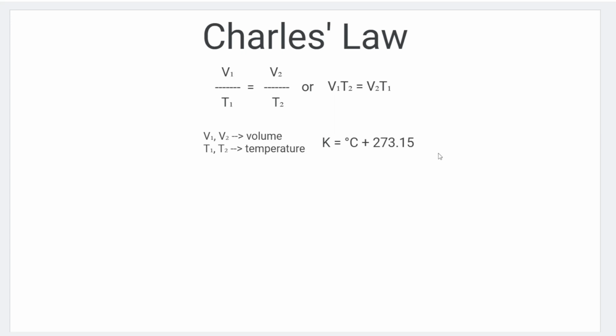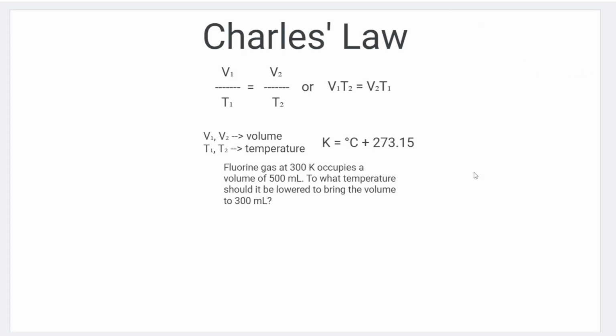Keep in mind that when dealing with temperature, we must input values only in Kelvin. So if we're given a value in Celsius, we must add 273.15 to go from Celsius to Kelvin. So let's look at a problem.